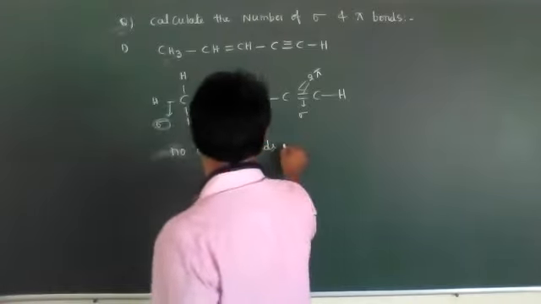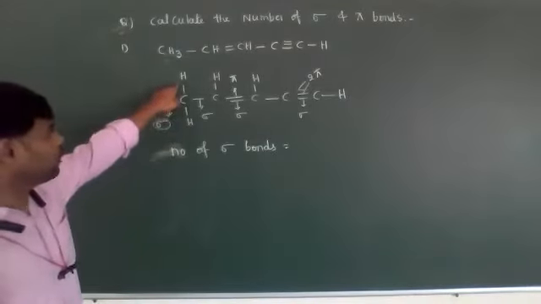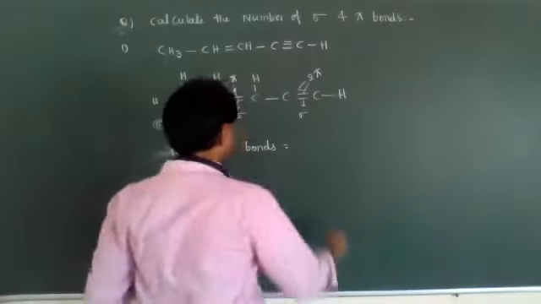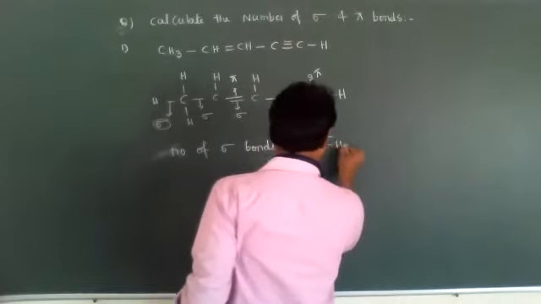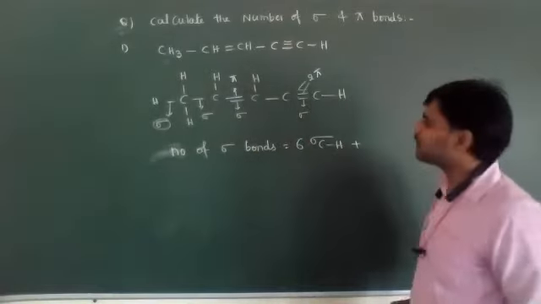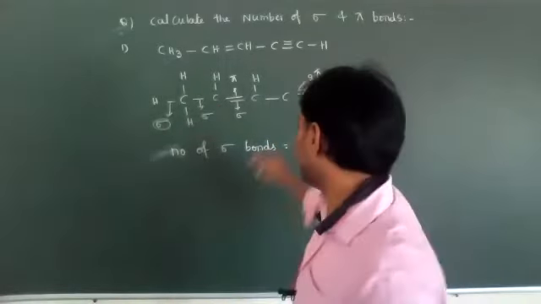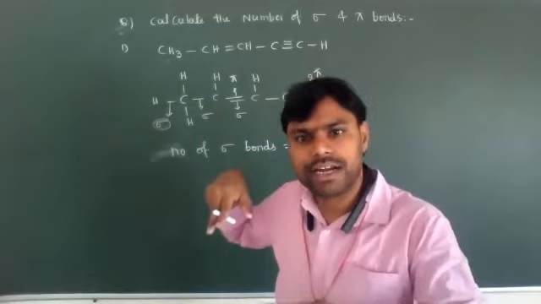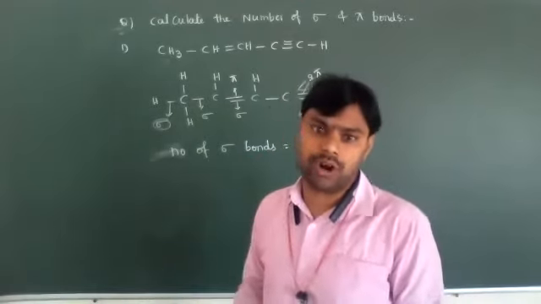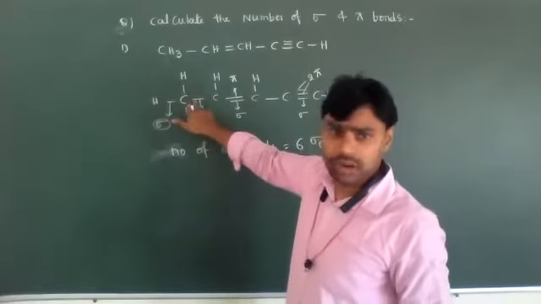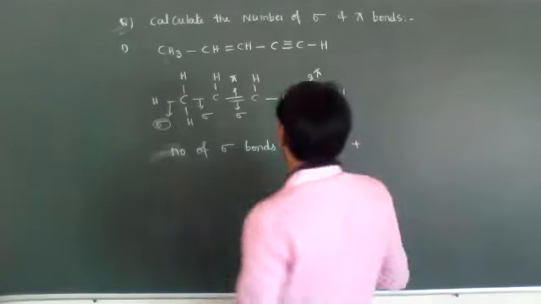Number of sigma bonds is equal to how many hydrogen atoms are present here, students? 1, 2, 3, 4, 5, 6. Six C-H sigma bonds are present. And carbon and carbon need to connect, which means whenever multiple bonds are forming, out of those multiple bonds one sigma bond must be there, and only then can pi bonds exist. So here 1, 2, 3, 4, 4 sigma bonds are present.